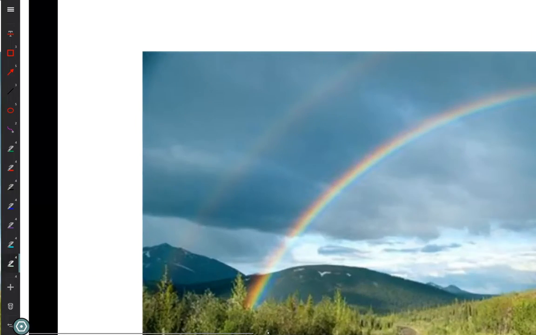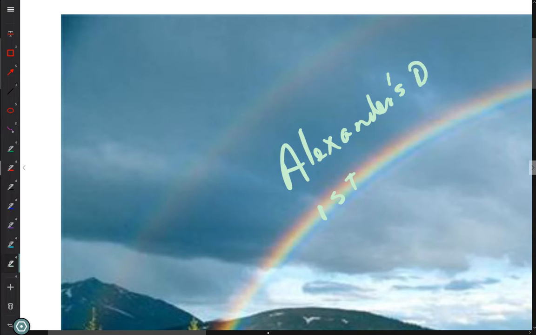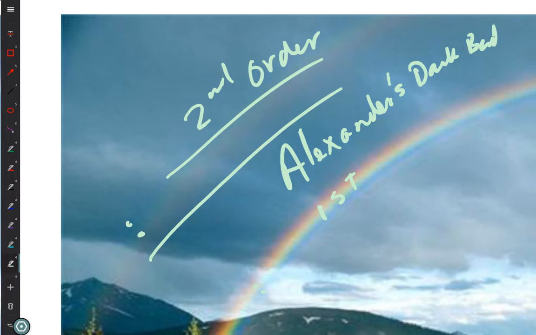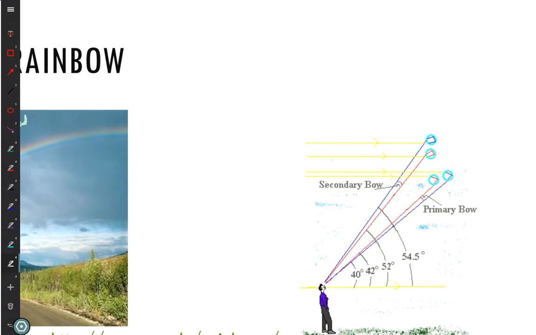So here we see the first order bow, Alexander's dark band. And here is the second order bow. And it's really hard to see the colors in here, but I can see a yellow here, yellow there, blue there, blue there. The colors are reversed. So the second order bow has the colors reversed. It has them reversed because of the 2 reflections.